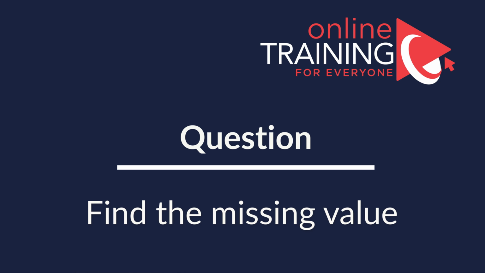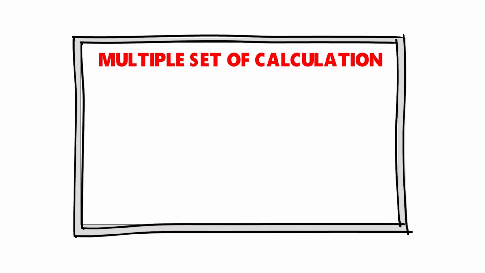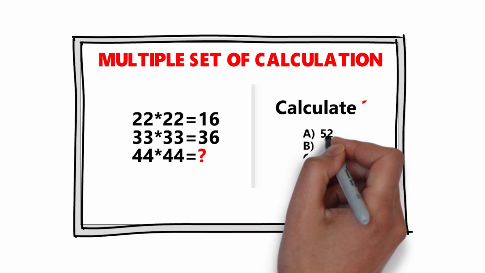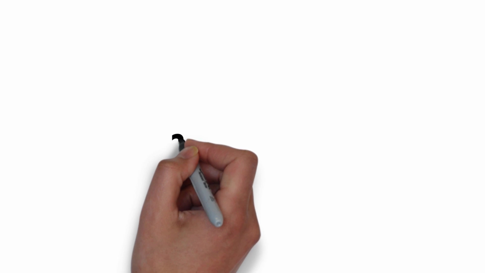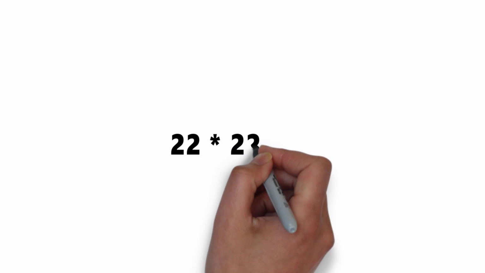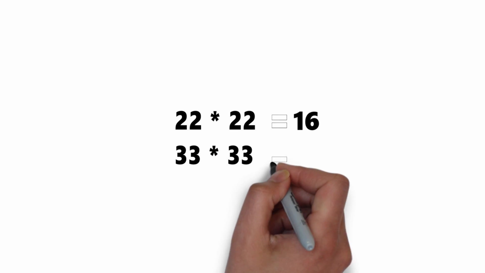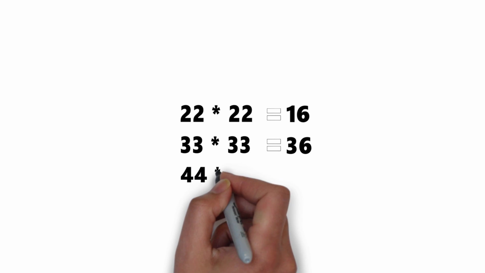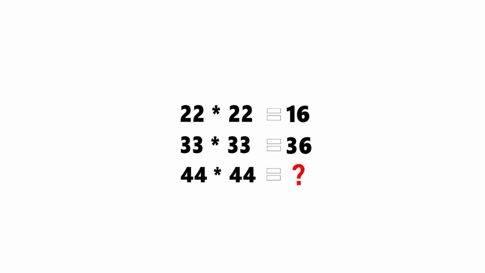You're going to love this problem because it is so confusing. You're presented with multiple sets of calculations. In our case, we have 2 full calculations, and one calculation is missing the final value. The first calculation is 22 multiplied by 22 equals 16. Second calculation is 33 multiplied by 33 equals 36. And then the last calculation is 44 multiplied by 44 equals question mark. And you need to calculate the question mark.